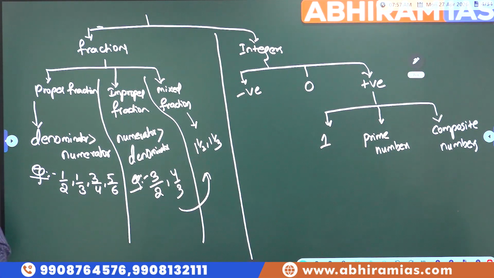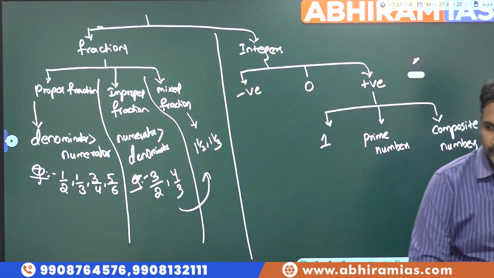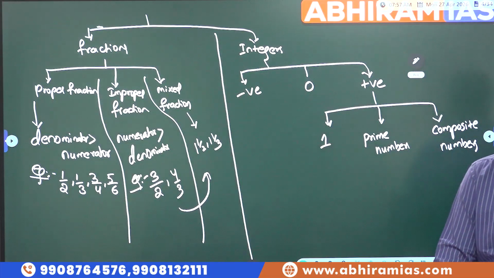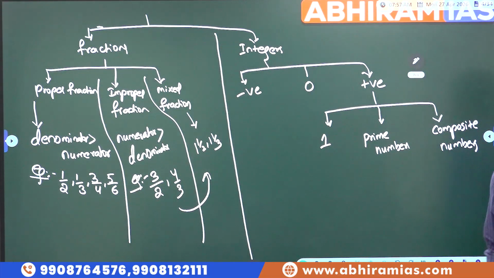Based on factors, positive integers are divided into three categories: 1, prime numbers and composite numbers. Now below that write down prime number. Put a side heading: prime number.